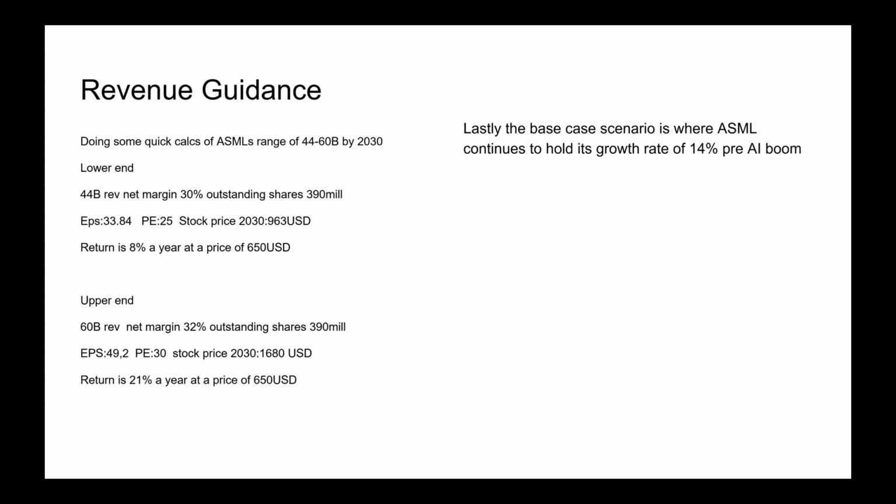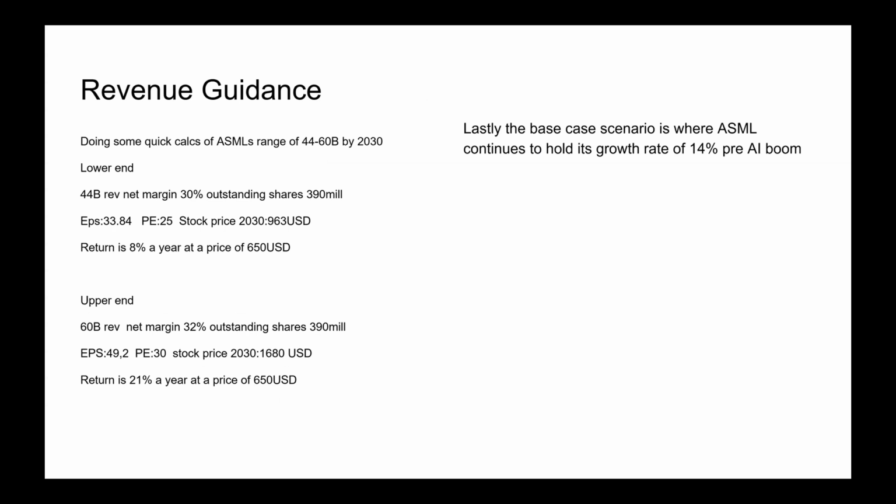Now let's look at the upper end. The upper end will be 60 billion in revenue, and let's assume that there is a higher net margin of 32%, and the outstanding shares is also 390 million. So the earnings per share of the company will be around 49.2 euros, and with a PE of 30, the stock price will be around 1680 USD. And this represents a 21% CAGR at a price of 650 USD if you buy it today.